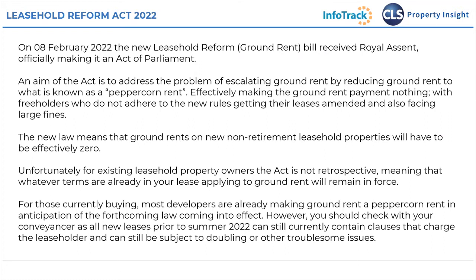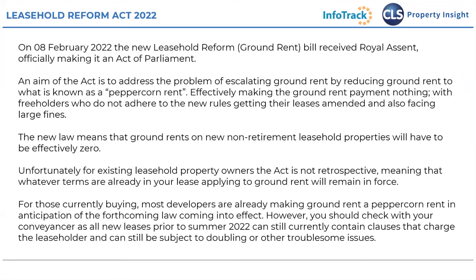Now, on 8th February 2022, the new Leasehold Reform (Ground Rent) Bill received royal assent, officially making it an Act of Parliament. The Act will be brought into force within 6 months of this date, possibly sooner. An aim of the Act is to address the problem of escalating ground rent by reducing ground rent to what is known as peppercorn rent, effectively making the ground rent payment nothing, with freeholders who do not adhere to the new rules getting their leases amended and also facing large fines.